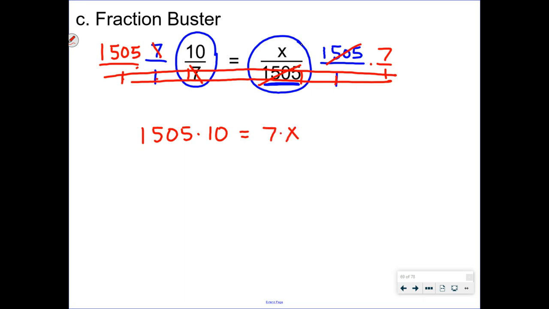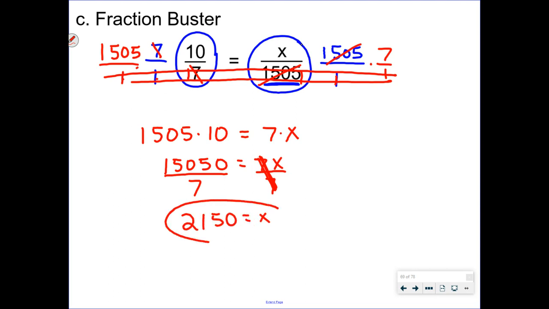And to finish this off, hang with me here, we're almost done. Multiply the left side here and you get 15,050 equals 7 times x. 7 times some number is that. Well, how do I figure that out? We're going to work on this more later on. But if I divide both sides by 7, 7 over 7 is 1. See that? 7 over 7. I'm getting rid of the multiplication by dividing. And 15,050 divided by 7, you guessed it, 2,150 equals x.